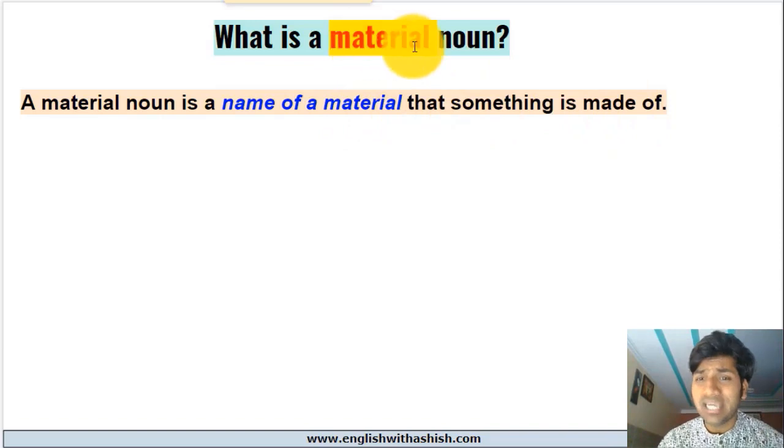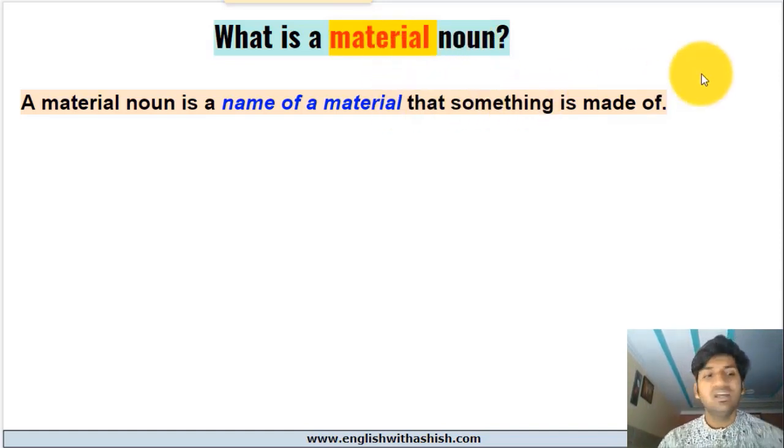Look at the word material noun. Name of a material that we use to make something. A name of a material that something is made of. Guys, every single thing that we have in this world is made of something. Every object that we come across is made of something. And the name of the material that is used to make that product, to make that item, is a material noun. Let me show you some examples and make you understand this in a unique manner, in an interesting way.